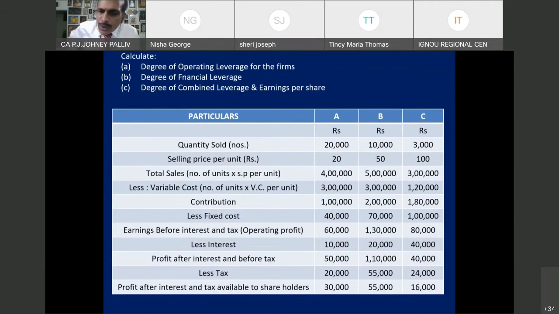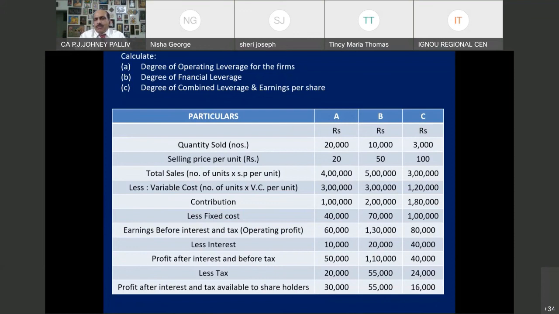Those who are not familiar with the contribution, please note down this formula. Contribution is equal to sales minus variable cost. Without understanding the formula, it is very difficult for you to learn. I repeat, contribution is equal to sales minus variable cost. So once you deduct variable cost from sales, you will get contribution.